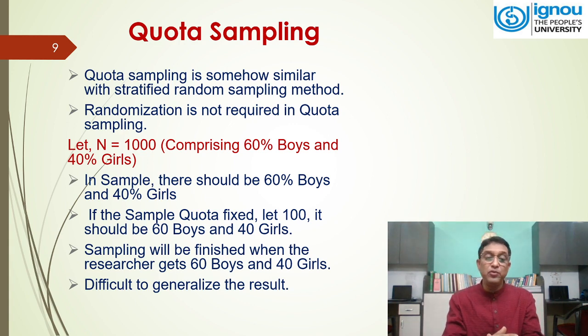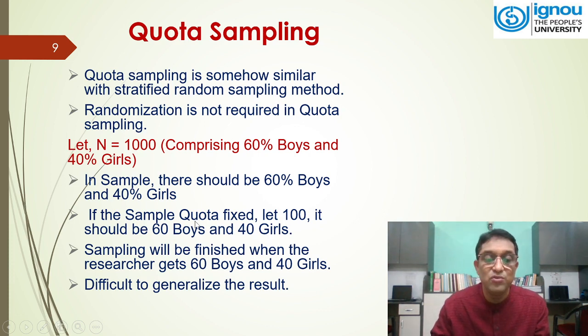But here what I have to do, here you see, let me fix this sample quota, the quota of the sample is 100, as the population represents both boys and girls, and that is also 60% boys and 40% girls. So in my sample, my sample size is 100 and the percentage I will maintain. That means 60 boys and 40 girls I have to select, as per the population. But randomization I will not do. Sampling will be finished when the researcher gets 60 boys and 40 girls.